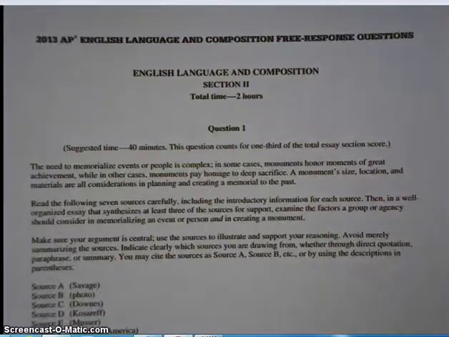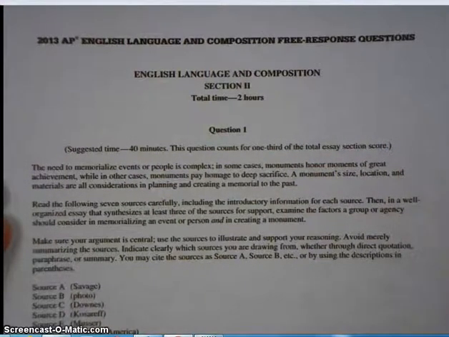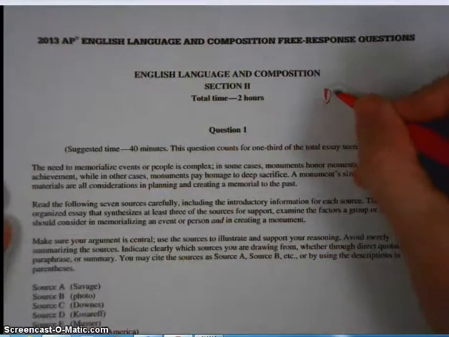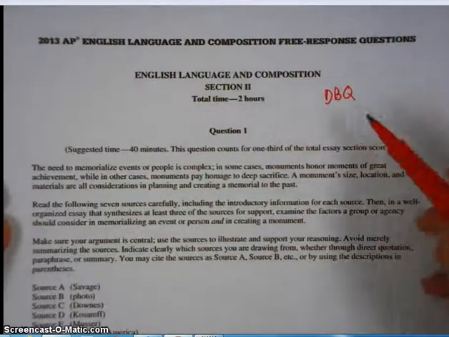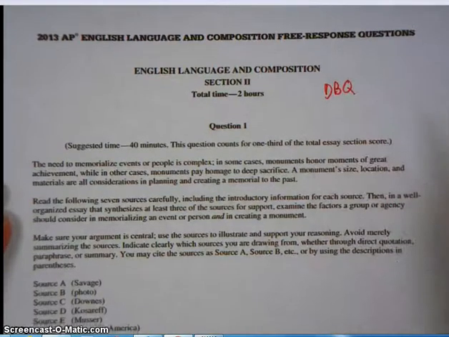Okay, today we're going to look at the synthesis essay on the English 3 AP exam. Those of you that have taken World History AP or U.S. History AP are familiar with the DBQ. The DBQ stands for Document-Based Question. The synthesis essay is the same thing as the DBQ.